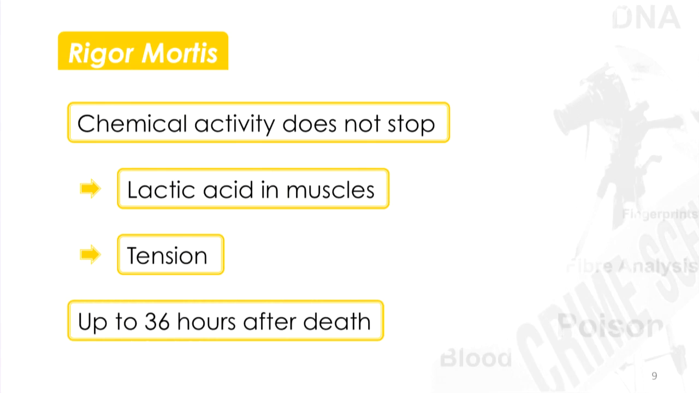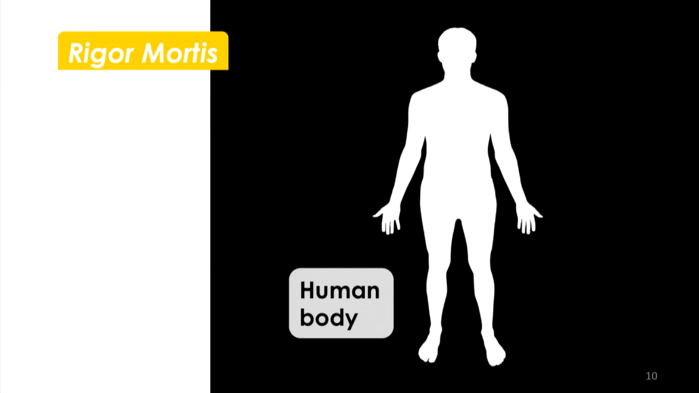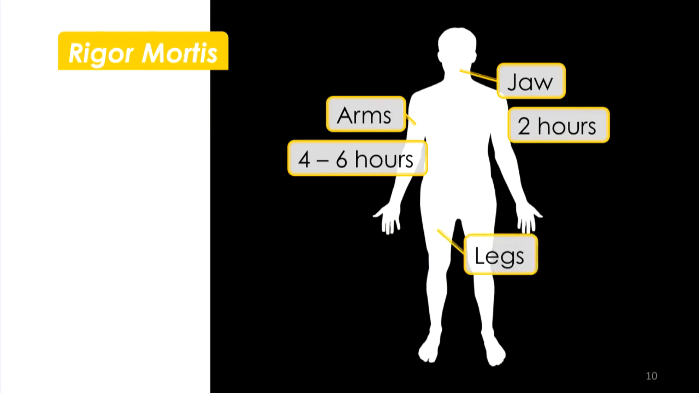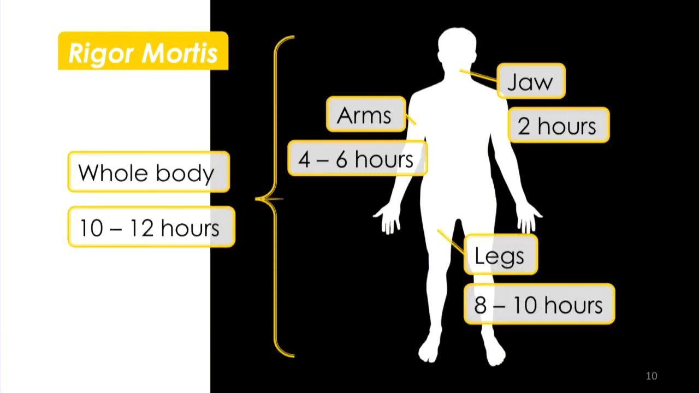It's a chemical action within the muscles. It doesn't happen uniformly over the whole body. It appears first, for instance, in the jaw, spreads to the arms and then to the legs. So it will be complete over the body in maybe 12 hours' time, and then it will gradually disappear again. Once again, this needs an experienced expert in the field to assess the state of rigor mortis of the body in order to give the estimate.